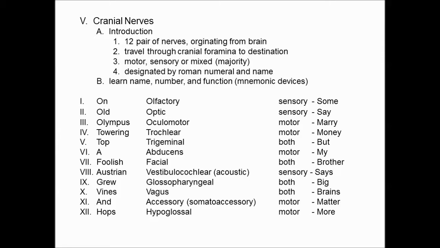They are designated by Roman numerals, traditionally from 1 to 12, and a name. Almost every part of getting through any A&P course is to learn these cranial nerves. If you're in the lab, you've already done it, but for the lecture too, I want you to know the name, number, and function of each of the cranial nerves.